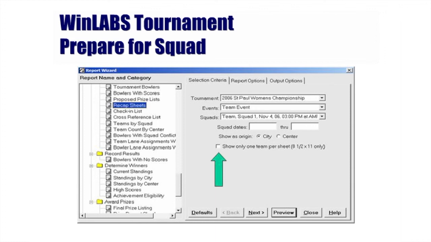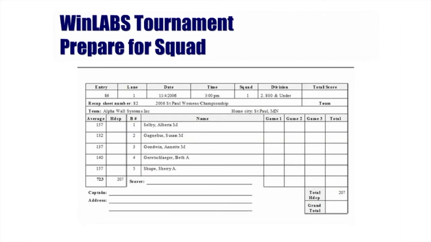Some tournaments print on sheet-fed forms, and they bring a 3-in-1 printer to the center to make a copy of the recap if the team captain wants one. Very few do. What you see here is a sample of a sheet-fed team recap previewed on the screen. Across the top you see the entry number, lane number, squad date, time, and number. You can also see that this team is in Division 2, 800 and under.